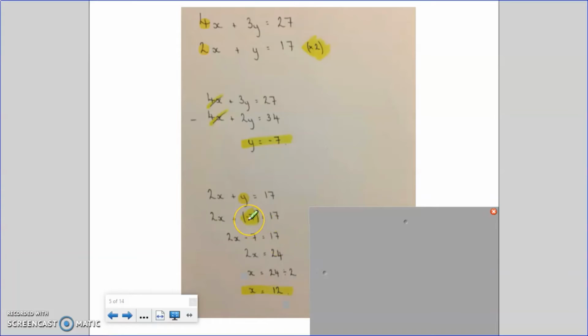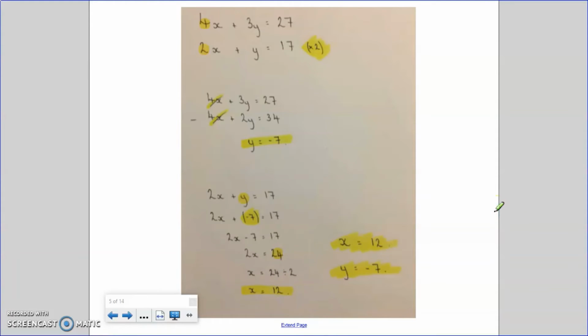I substituted in my negative 7. That left me with a two-step equation at this point. So I then added 7 to this side. I added 7 to this side. That's where the 24 comes from. Two x's were 24, so I divide each side by 2, telling me that the x variable must be 12, which is why my solution was x equals 12, y equals minus 7.